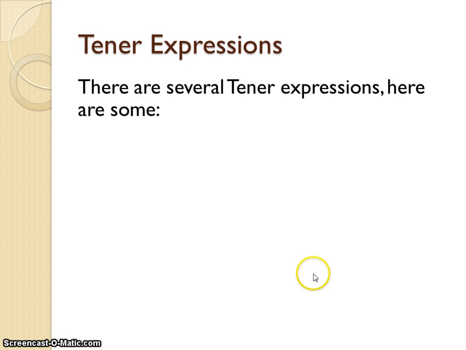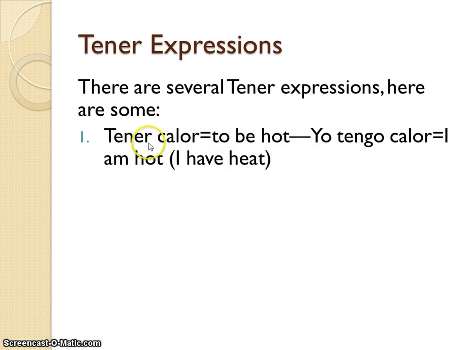Okay, so here we go. There's several tener expressions, and here they are. First, you have tener calor, and that means to be hot. So if you say yo tengo calor, you say I am hot. Literally, you're saying I have heat. We don't say it like that in English. We say I am hot. If you want to say I'm very hot, put a mucho right here. Yo tengo mucho calor, between the verb tener and calor.